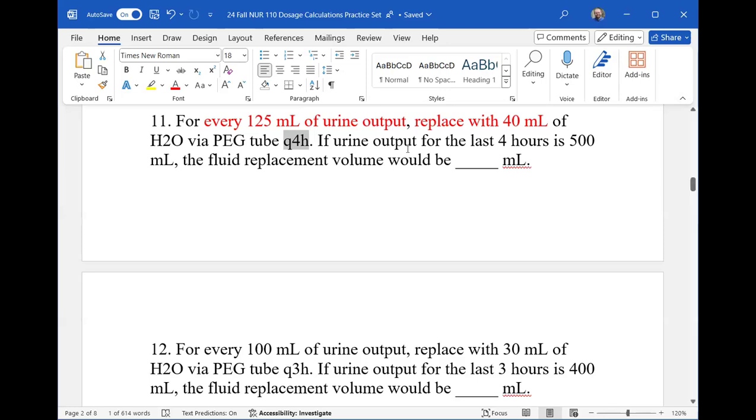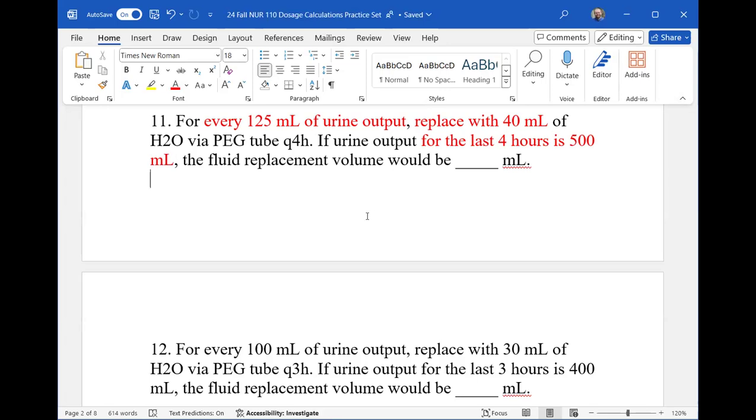So if it says urine output over the last 2 hours or 10 hours or whatever it is, you still would just use whatever numbers you have available to you. But typically these numbers are going to be consistent, meaning if you're checking or replacing every 4 hours, then you're going to be paying attention to the output every 4 hours. So in this instance, it tells you that the actual output was 500 milliliters. So those are all the key pieces of information, and then we were going to calculate the new replacement volume.